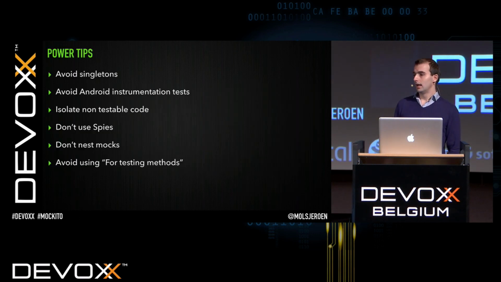Now, power tips. Don't use singletons. Singletons store global state in your application, and that can cause stuff like the success of one test depending on which tests have run before it. So then you can get connections between tests. Avoid Android instrumentation tests. So those are tests that you run on an Android device. They're always going to be slower, and they're also likely to be flaky.